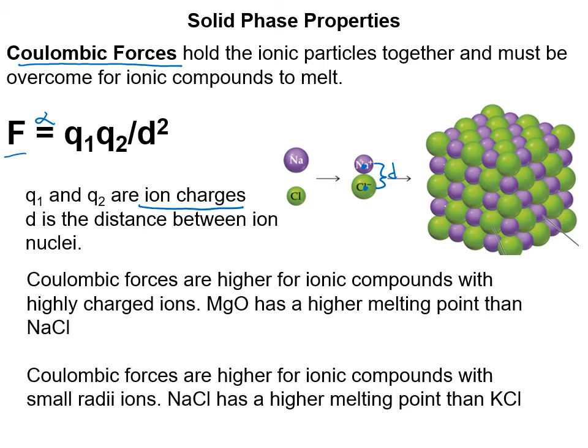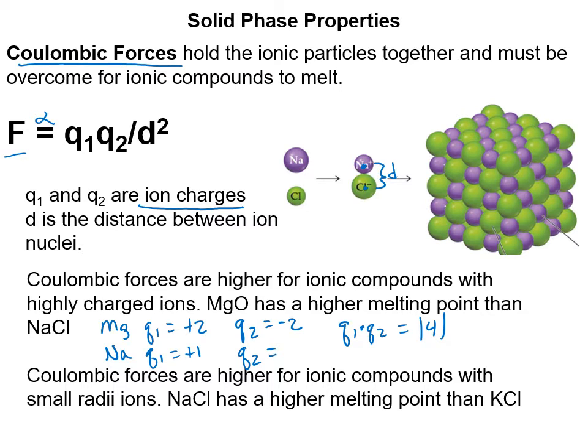So magnesium oxide, you have Mg, and Q1 is equal to positive 2, and Q2 is equal to negative 2. So Q1 times Q2 has an absolute value of 4, whereas for NaCl, Q1 is equal to plus 1, Q2 is equal to negative 1, so Q1 times Q2 is only equal to 1 if we're looking at the absolute value. So magnesium oxide has the higher melting point.